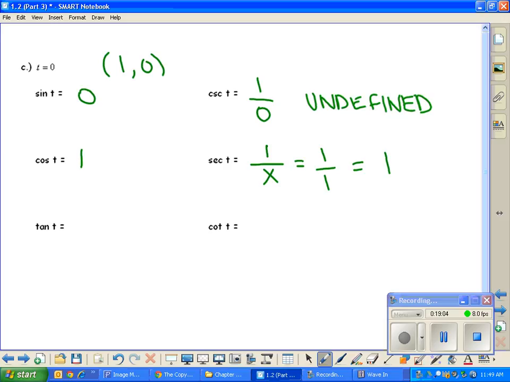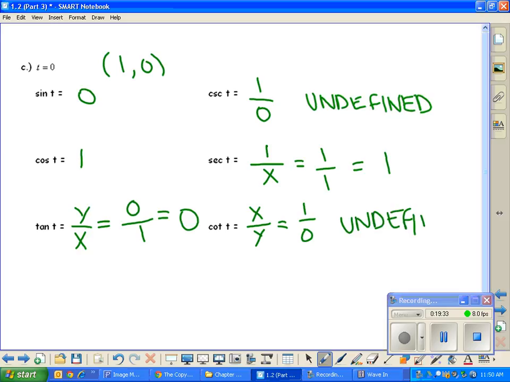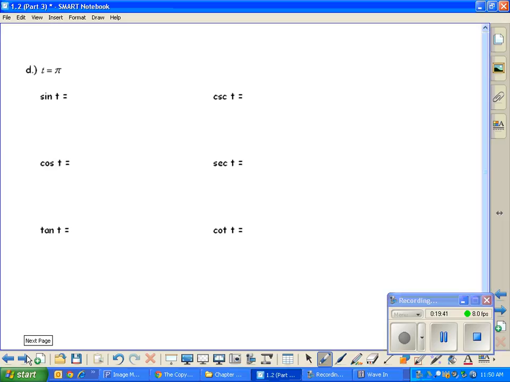Tangent is our y over our x. Our opposite over adjacent. 0 over 1, which is just 0. Cotangent, can someone tell me cotangent? Yeah, it's undefined again, because now we have x over y, which is just going to give us 1 over 0. And like Michael said, undefined. For D, we have pi. What are the coordinates for pi?